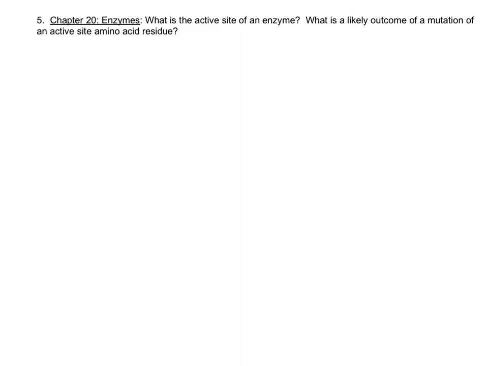Now on to our question on enzymes here, and it asks what's the active site of an enzyme and what's the likely outcome if an active site residue were mutated, meaning that if one amino acid residue were mutated to some other amino acid, like a tyrosine residue was mutated to an alanine residue or a glycine residue, changing the active site of the enzyme, what's going to be the likely outcome of that? So the active site is a very important part of the enzyme because it is the portion of the three-dimensional structure of the enzyme that interacts with the substrate. So active site is where the substrate binds to the enzyme.